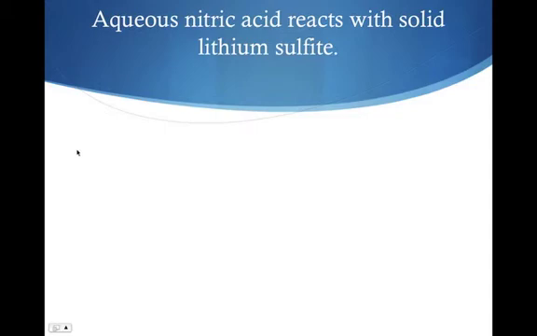Okay, aqueous nitric acid. Nitric acid is one of your strong acids, so we're going to go ahead and ionize it. Reacts with solid lithium sulfite. I see sulfite, so that tells me that one of my products is sulfur dioxide. Then the other one, this lithium is going to react with this nitrate to make lithium nitrate, which is soluble. So I'm going to go lithium plus, nitrate minus. And then my other product is water.